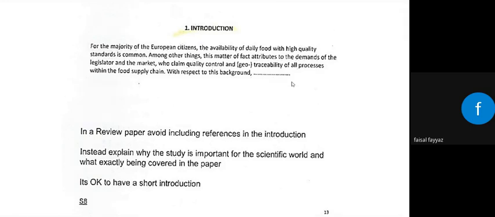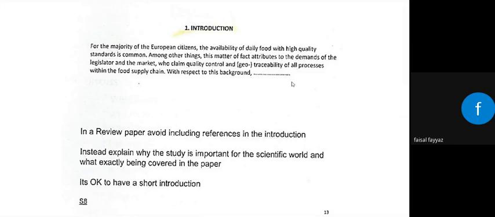In a review paper, avoid including references in the introduction. This is a major point. In the introduction, never ever refer or provide any reference. It is highly not recommended, and it should basically be avoided to write any reference in the introduction. Instead, explain why the study is important for the scientific world and what exactly is being covered in the paper.